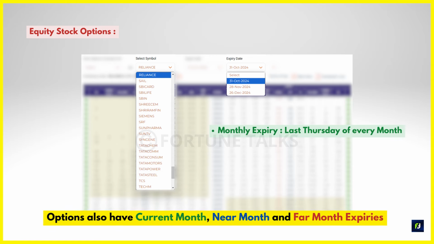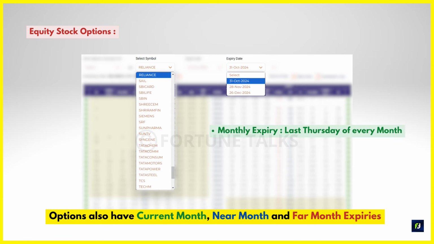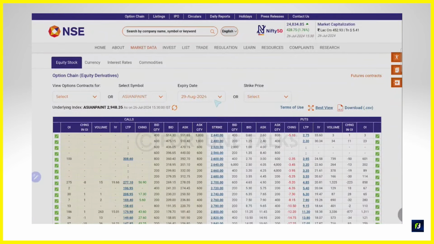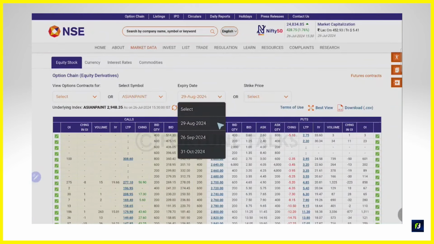Just like futures contract, options contract also have the concept of current month, mid-month and 4-month expiries. Let us consider an example to understand this. This is the option chain of Asian Paints for the month of August. If you click on the expiry date menu, you will see different expiries for 3 months. These are August, September and October. Therefore, August is the near month or the current month expiry, while September is the next month or mid-month expiry and October is the 4-month expiry.